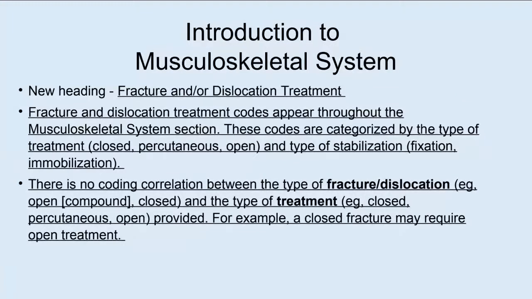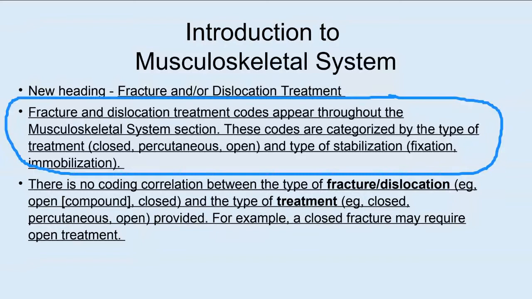So another change in the introduction is a new heading was added for fracture and/or dislocation treatment. This says fracture and dislocation treatment codes appear throughout the musculoskeletal system section. So in the subsection for radius, there'll be fracture codes. And for vertebra, there'll be fracture codes. So for each section of the body of the musculoskeletal system, there will be fracture codes. This is a clarification, so it's not a big change.